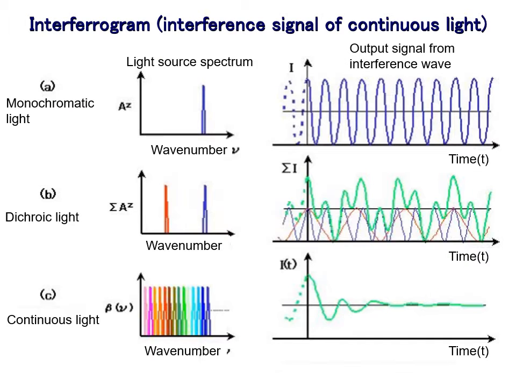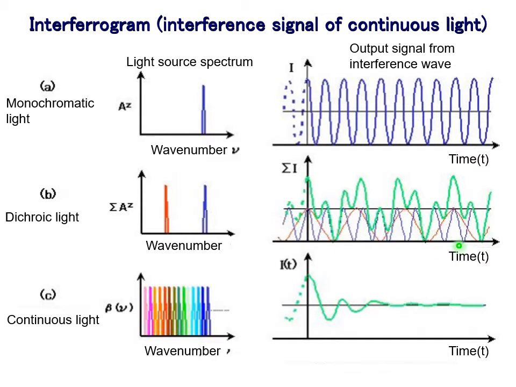As shown in the previous slide, when monochromatic light is introduced into the interferometer, a time-varying output that oscillates with a single sine curve as shown in A is obtained. Next, when dichroic light is introduced into the interferometer, it becomes a composite wave of the trigonometric function shown by the red line and the trigonometric function shown by the blue line, and waviness occurs as shown in B.